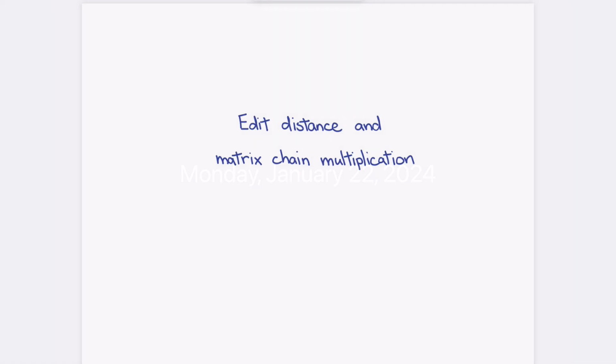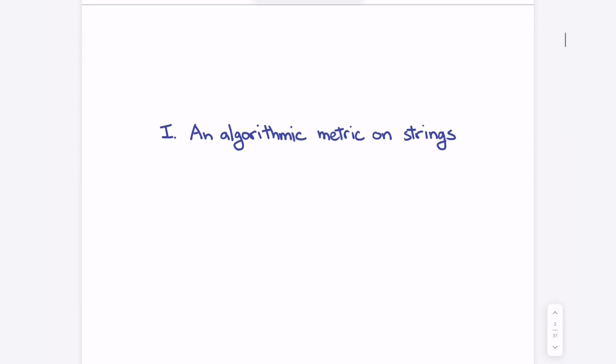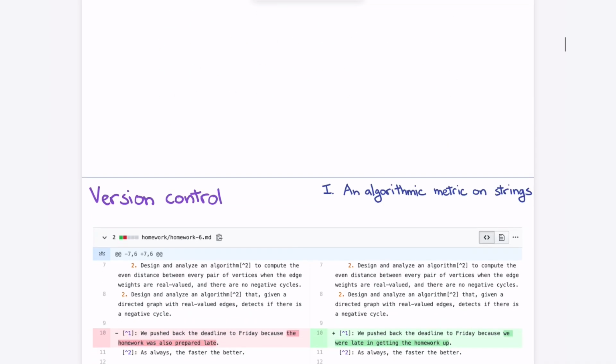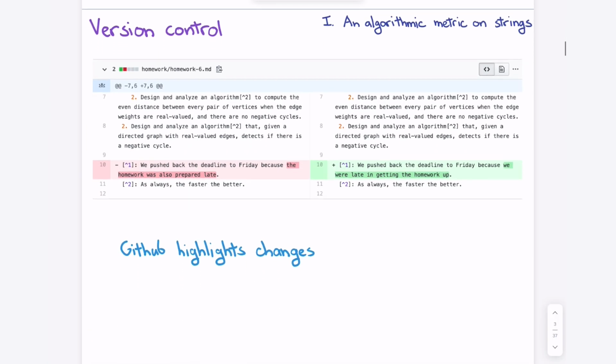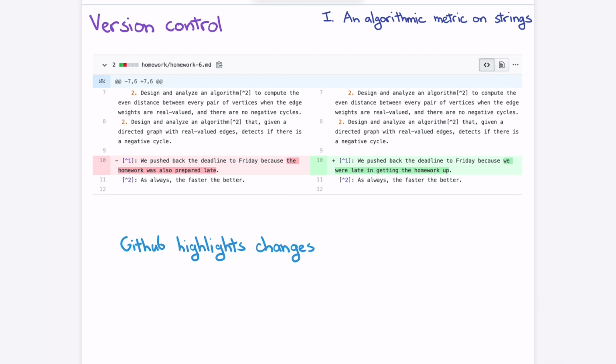Today we're going to talk about two problems, maybe one, depending on how time goes, called edit distance and also matrix multiplication, chain multiplication. So let me start with edit distance. Suppose you've all seen something like this before, right?